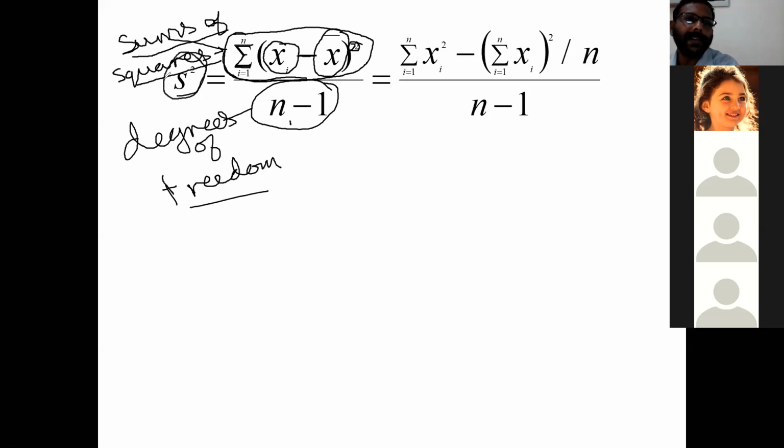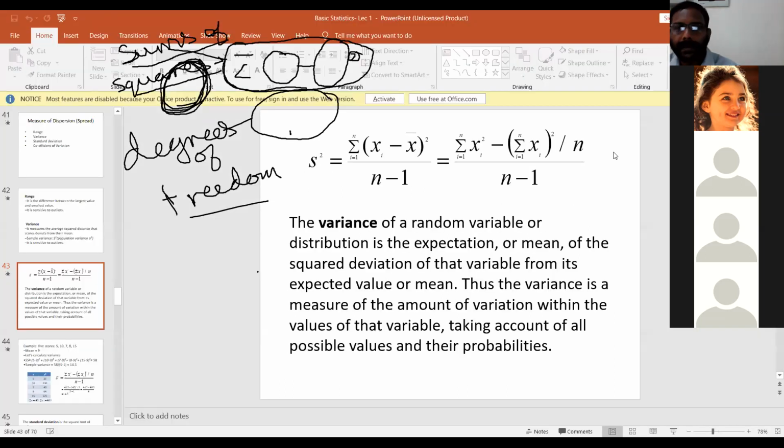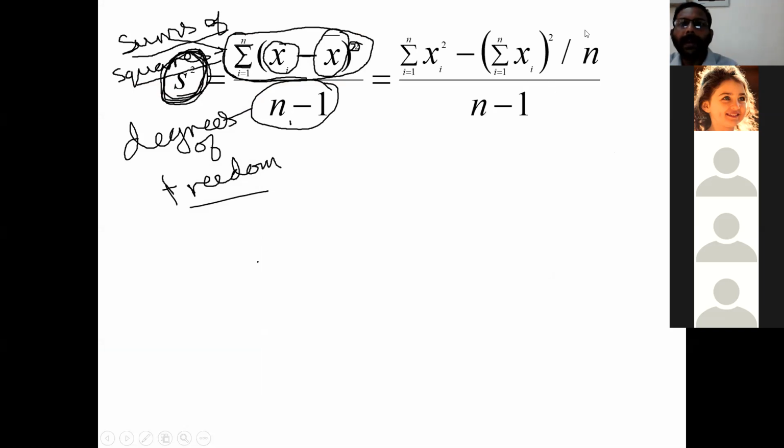So what type of variance are we talking about here? S square means sample variance. Yes, we are talking about sample variance. So if it is a population variance, we'll write the population variance. I will explain the difference between population variance and sample variance.